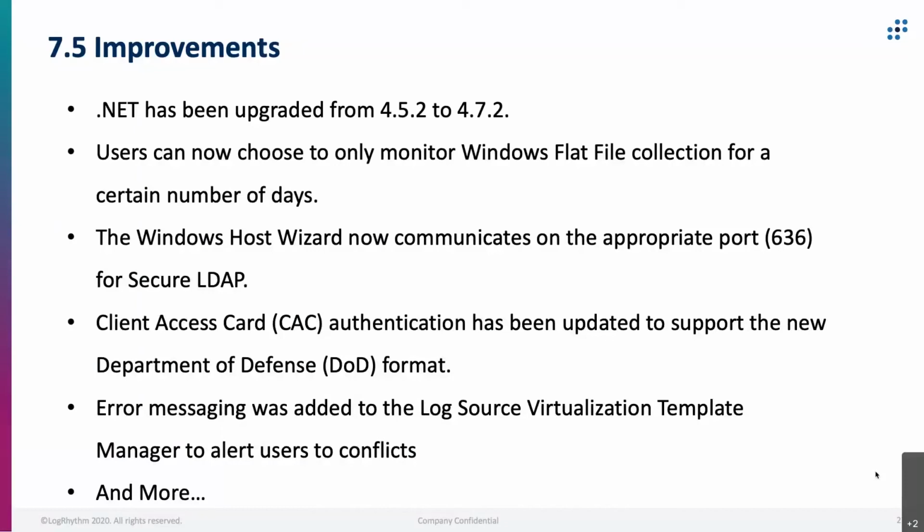Sure, Matt. So first, .NET has been upgraded from 4.5.2 to 4.7.2. Users can now choose to only monitor flat files for a certain number of days rather than go back forever historically. The window host wizard now communicates properly on port 636 for secure LDAP. The client access card authentication has been updated to support the new Department of Defense format. And error messaging was added to the log source virtualization template manager to alert users of conflicts, and about 24 more improvements as well.